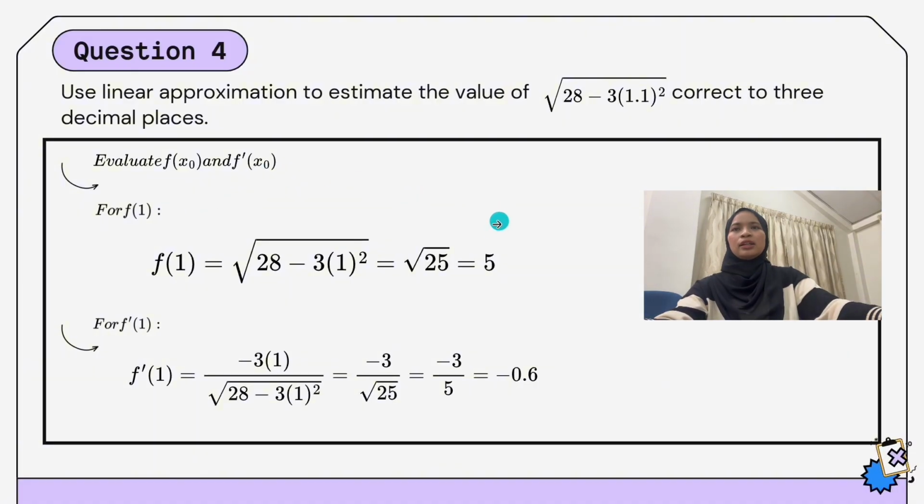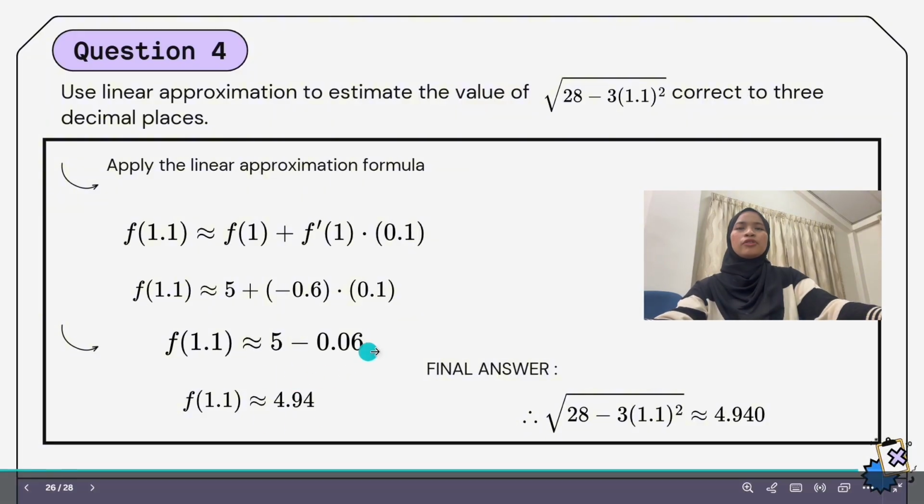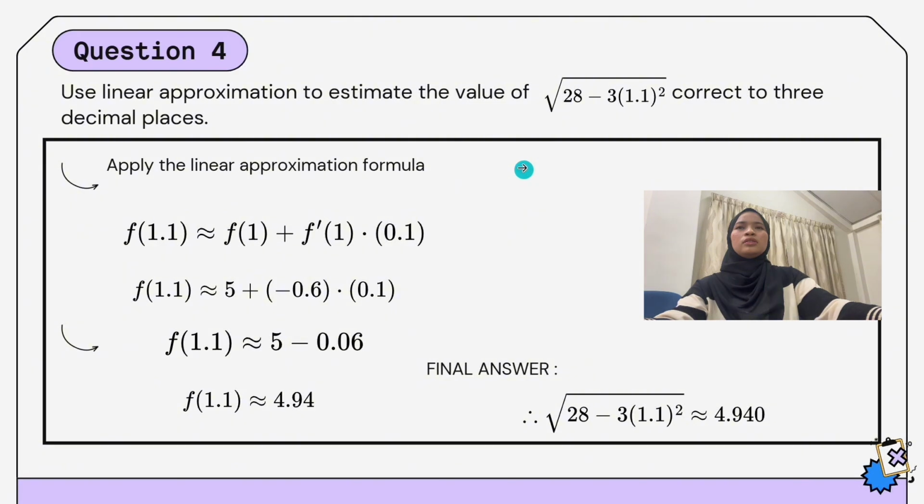This will give us the values to put into the linear approximation formula, which is f(1.1) equals f(1) plus f prime(1) times dx, where dx is the 0.1 we got earlier. After putting all the values in each place, we will get the answer. So the final answer of this equation is 4.94. That will be the end of question 4.